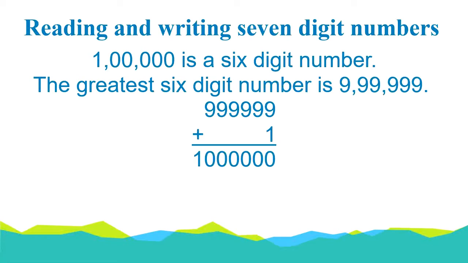9,99,999. When we add 1 to this number, we get the next number, which is 1,000,000, which is also read as 10 lakh. 10 lakh is a 7-digit number. To write this, one place to the left of 1 lakh has to be introduced. In the number 10 lakh, the digit 1 is in the tens lakhs place. While reading a 7-digit number, first read the digits in the 10 lakhs and lakhs places together, and then read the rest of the 5-digit number.